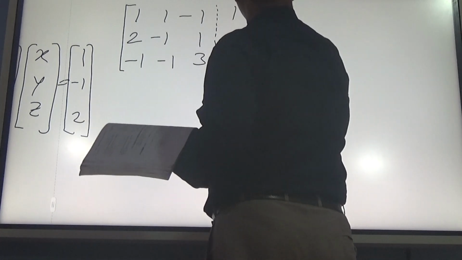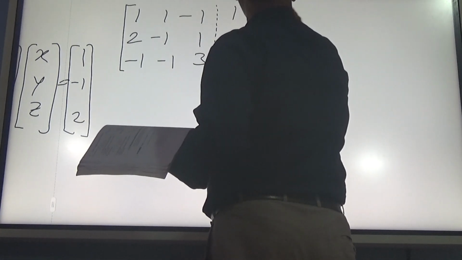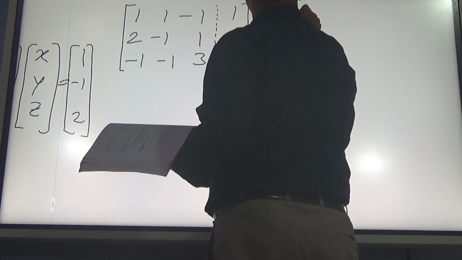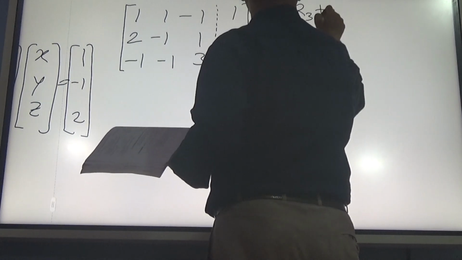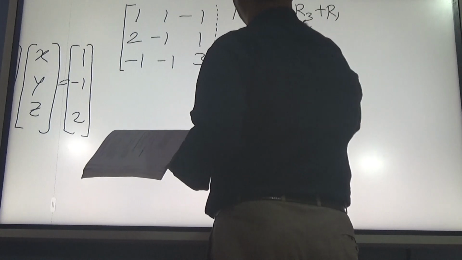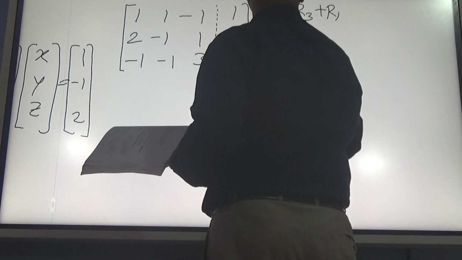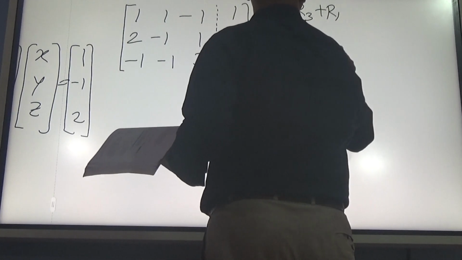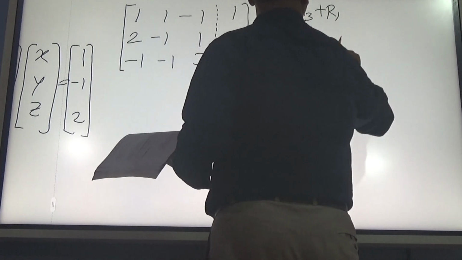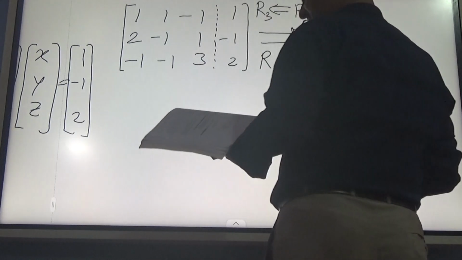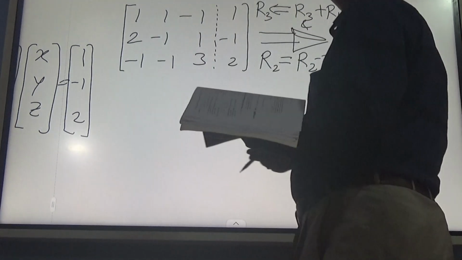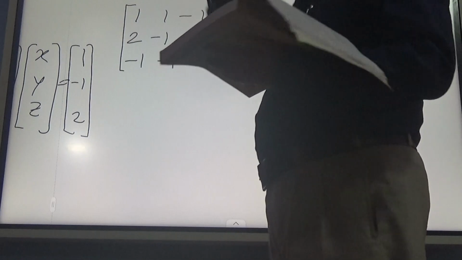Means if you replace R3 equal to R3 plus R1 and R2 equal to R2 minus 2R1, that will give you what? It gives you directly echelon form, right?